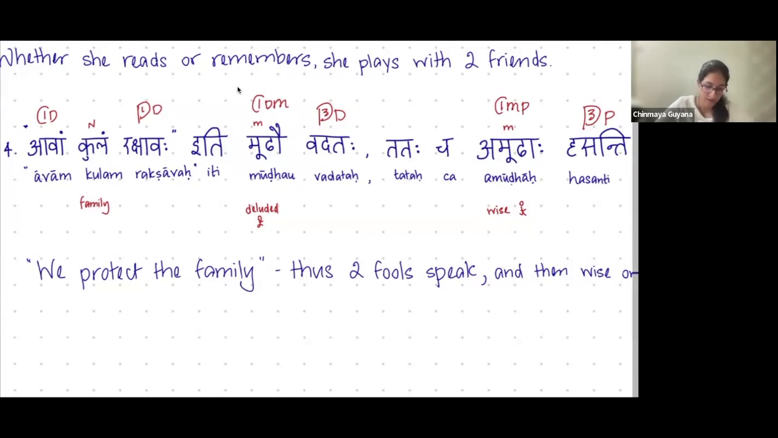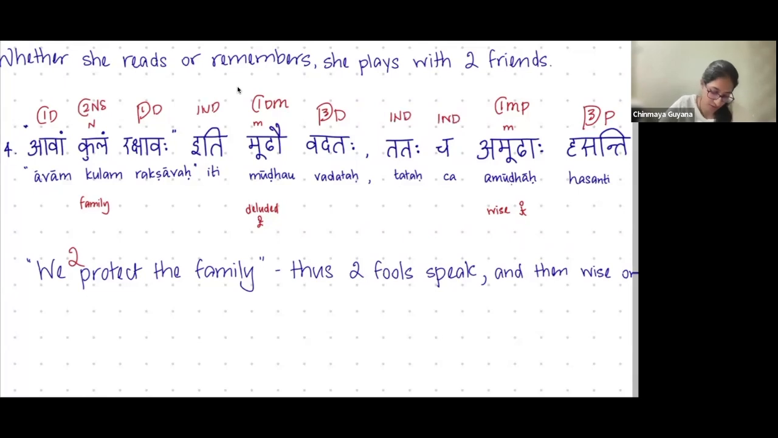Then now we go to the beginning. Rakshavaha, aham rakshavaha. We to protect. What do we protect? We protect kulam. So kulam is the object. Second case, neuter, singular. We to protect the family. Iti is indeclinable. Then tatahacha is also indeclinable.